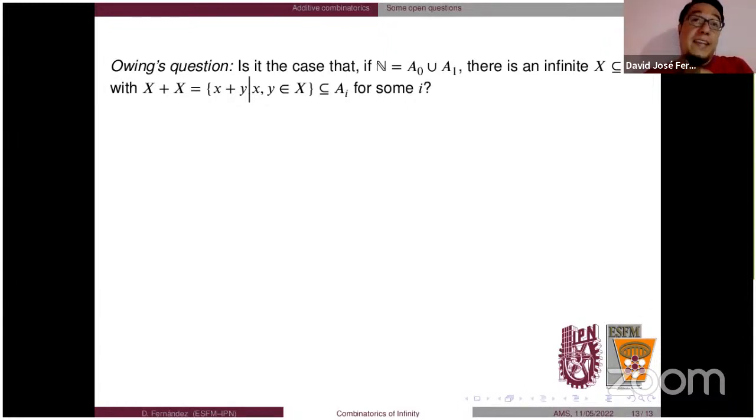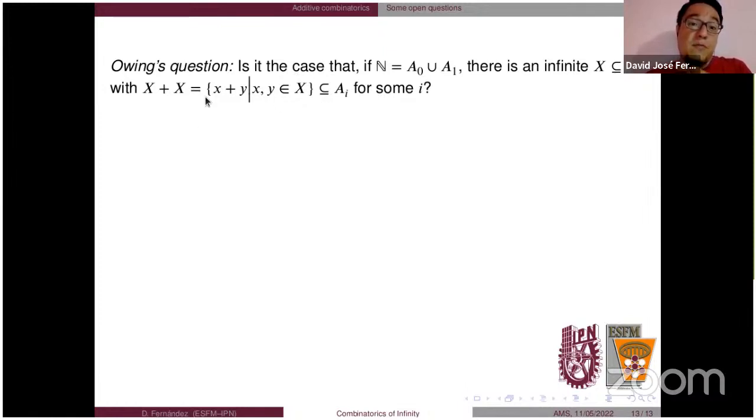And it's asking whether there's this kind of Ramsey theoretic result. Is it true that whenever you partition the natural numbers in two pieces, you can find an infinite set such that its sum set is all contained within the same piece of the partition? So the sum set is this.